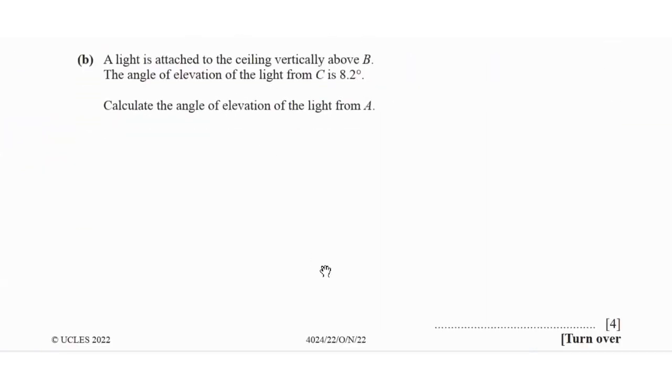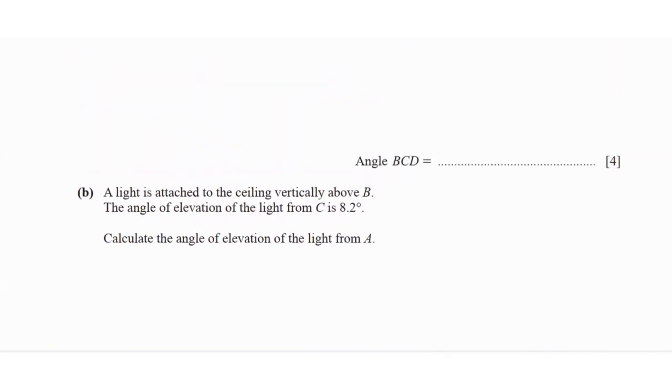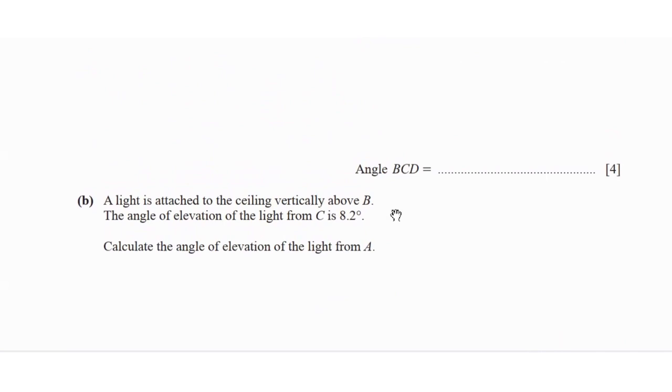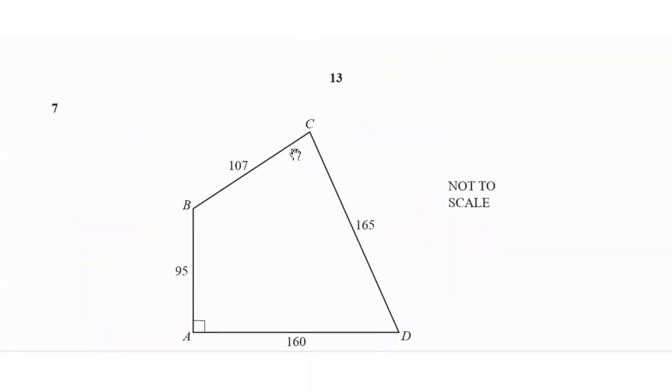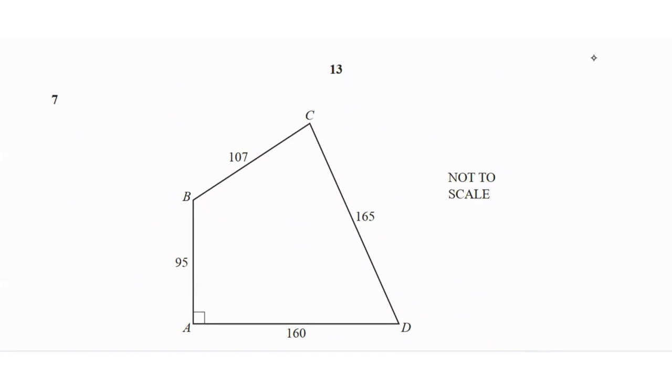Then a light is attached to the ceiling vertically above B. The angle of elevation of the light from C is 8.2 degrees. Calculate the angle of elevation of the light from A. So the light is vertically attached above B. So to calculate the angle of elevation from the light pole that is vertically attached to B, this is a 90-degree angle over here. So we connect this to point C and this to point A.